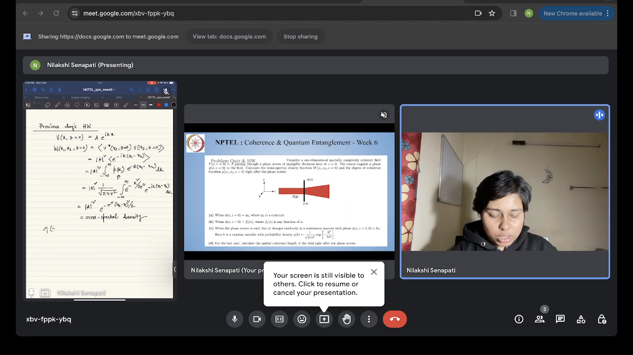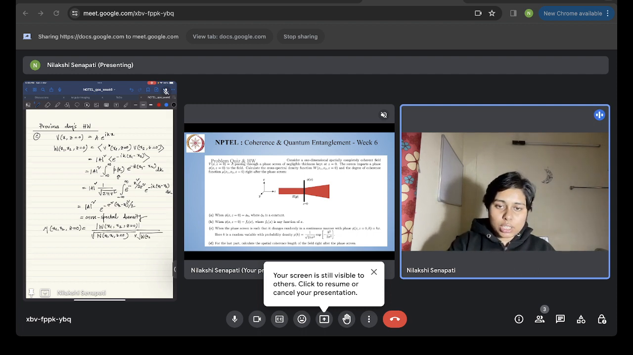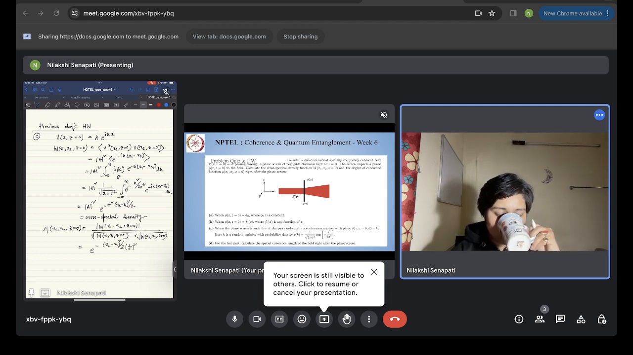Now we'll find the mu, that is the degree of coherence. This is the intensity at that particular point, which we can write as W(x1, x1) and W(x2, x2). The same thing we did for the previous two problems, A and B part also. So this will be the answer for degree of coherence.